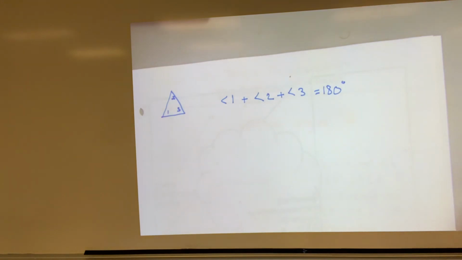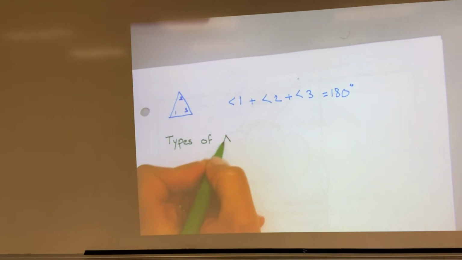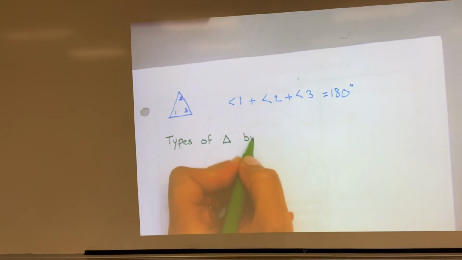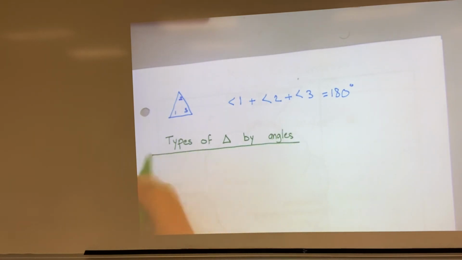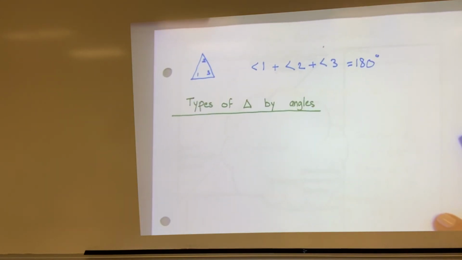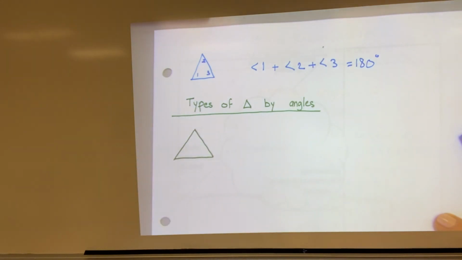Next, let's look at some types of triangles by their angles. Here we have 3 types of triangles. The first one, when all angles are less than 90 degrees, is called acute. And they are all acute angles, so it's an acute triangle.